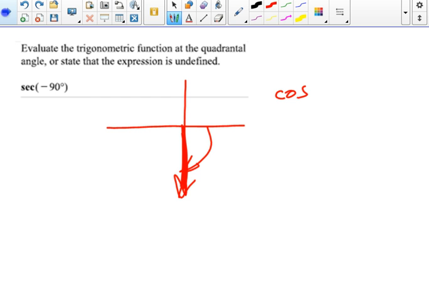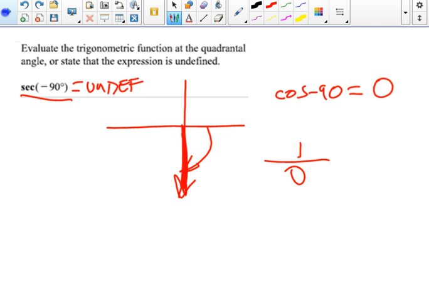So I'm going to look at the cosine of a negative 90 first, and then I'll figure it out from there. So the cosine of negative 90 in this case would be, let's see, that's where the x is 0, right? So down here, so the cosine would be 0. So that means the secant, which is 1 over that, would be 1 over 0. Well, there's only one way to describe that. That'd be undefined.